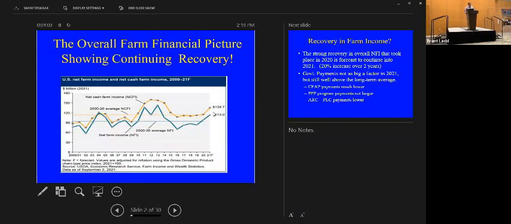So I know Rob Fox had this graph up earlier, kind of the USDA ERS estimates of net farm income and net cash income. The overall farm financial picture is showing really remarkable recovery from the 4 or 5 or 6 years just prior to that. Rapid turnaround. Net farm income continues to go up. The last number that you see on that particular graph is their forecast for 2021.